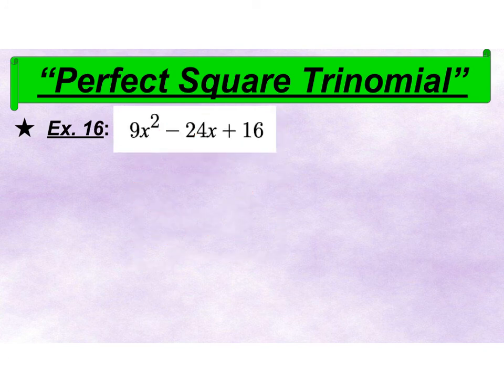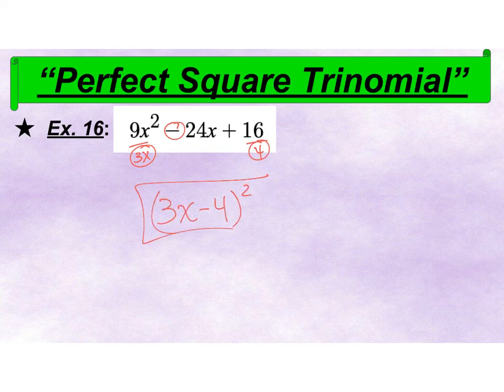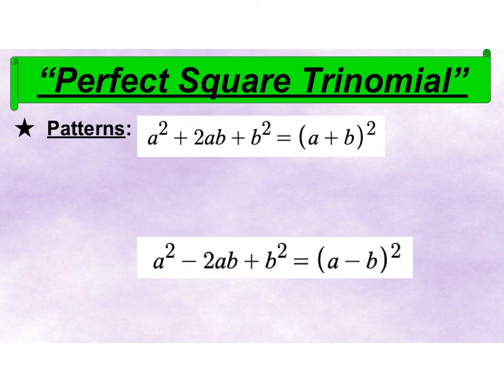And our last one, perfect square, my sign. This is 3x when it's square rooted, and this is 4. So this becomes 3x minus 4, whole thing squared. That's why it's important to be able to recognize your perfect squares so you can save time with factoring.